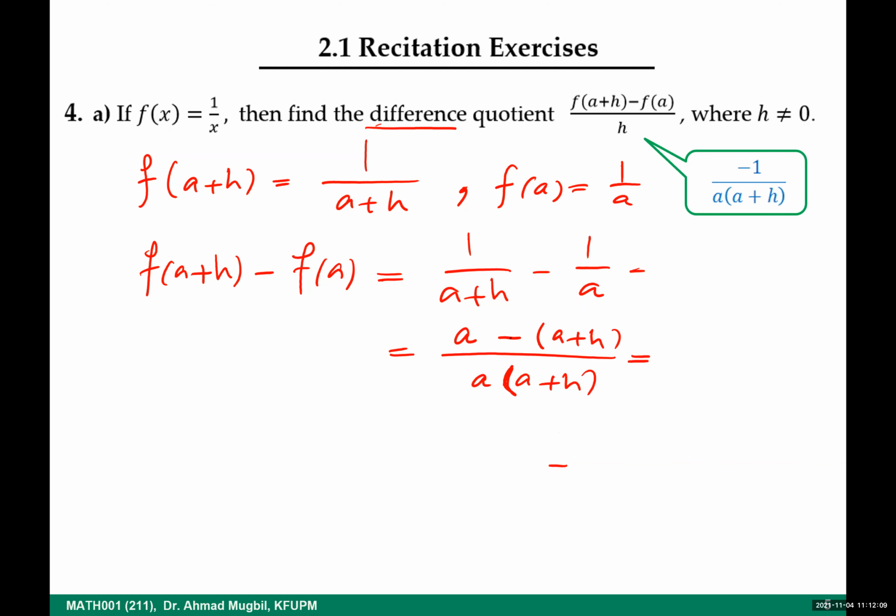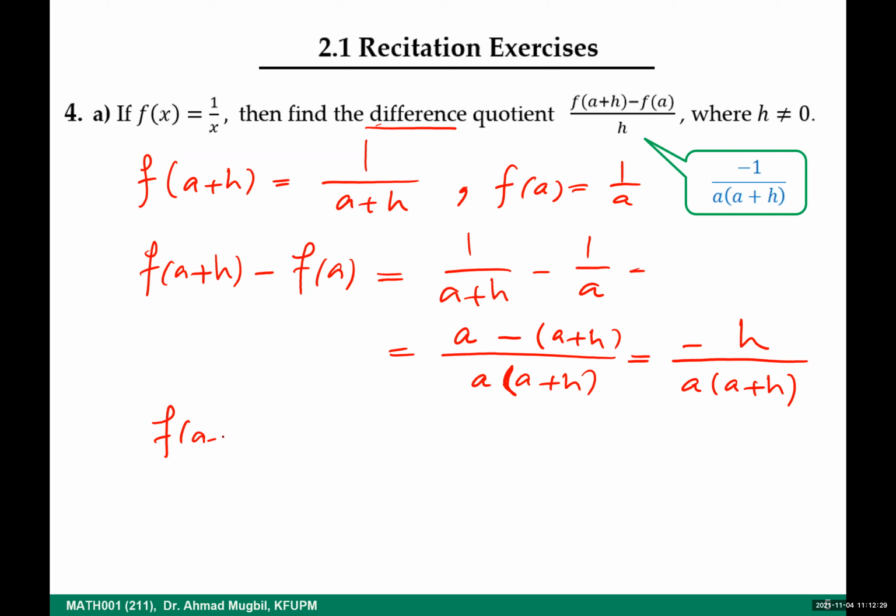This will be equal to what? A minus a, 0, negative h. Don't forget the negative for h, over a times a plus h. Now we have simplified this as much as we can. Now we did find the difference. We will find the quotient now.